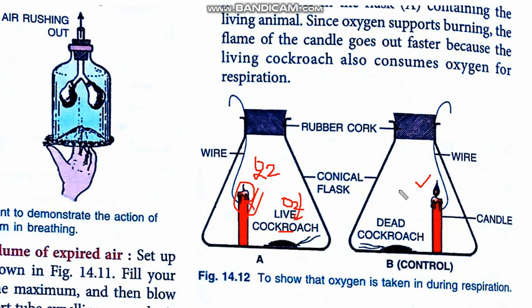But in the second flask, what is happening? It's a dead cockroach, so it doesn't need any oxygen. So all the oxygen is obtained by this candle for burning.